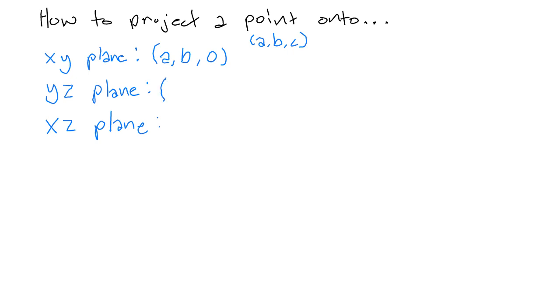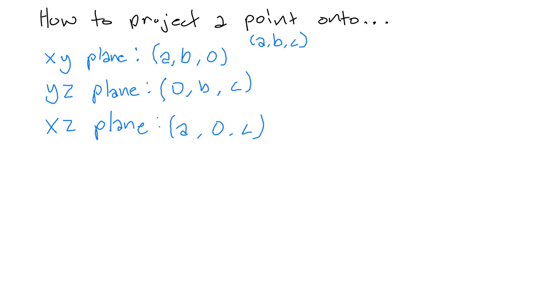Similarly, with our YZ plane, that means our X has to be 0. So we're going to be at 0, B, C. All we're changing is just that one point, and we're changing that to 0. So lastly, for our XZ plane, it's of course going to be A, 0, C. But now we have our planes. Those are easy enough.